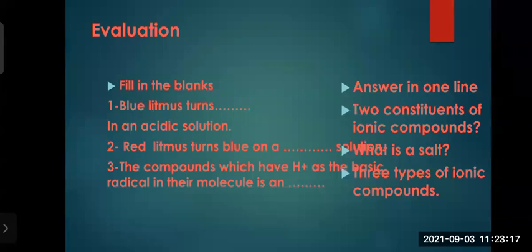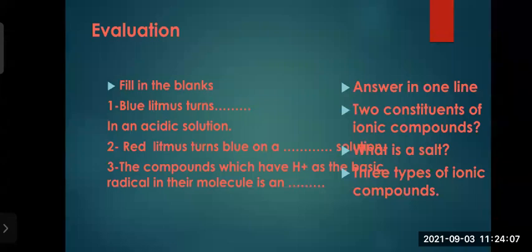Then the next questions are answered in one line. The first question is, two constituents of ionic compounds. Very easy. The two constituents of ionic compounds are the positively charged ions or the cations, also called the basic radical, and the other one, the negative ion or the anion, which you can also call the acidic radical. What is a salt then? The compound which has an acidic radical other than H plus and a basic radical other than OH.